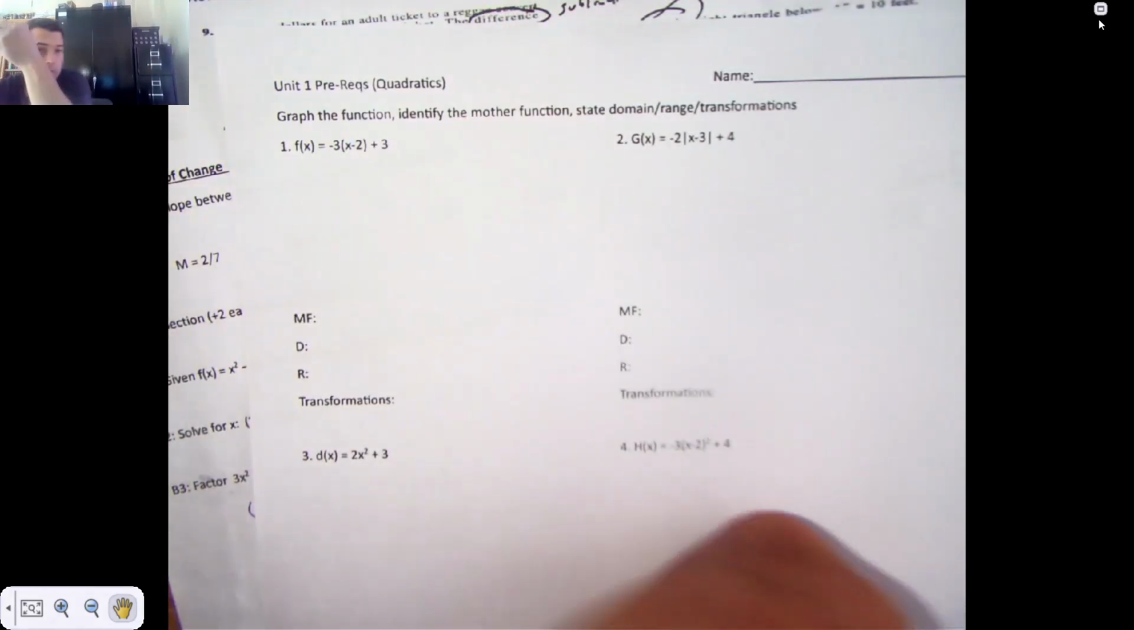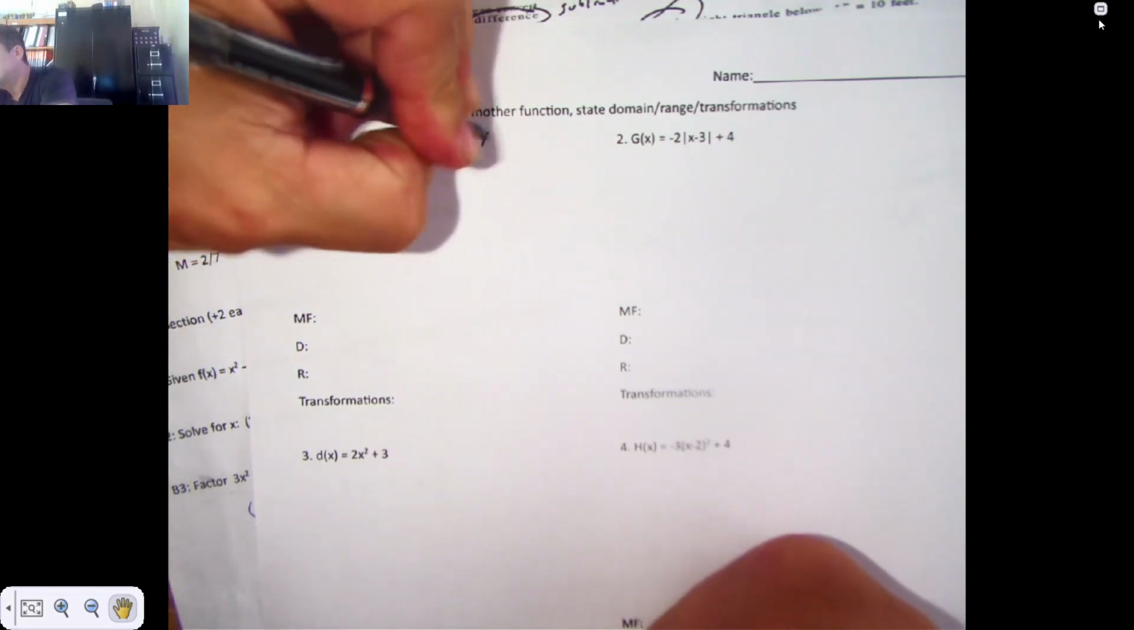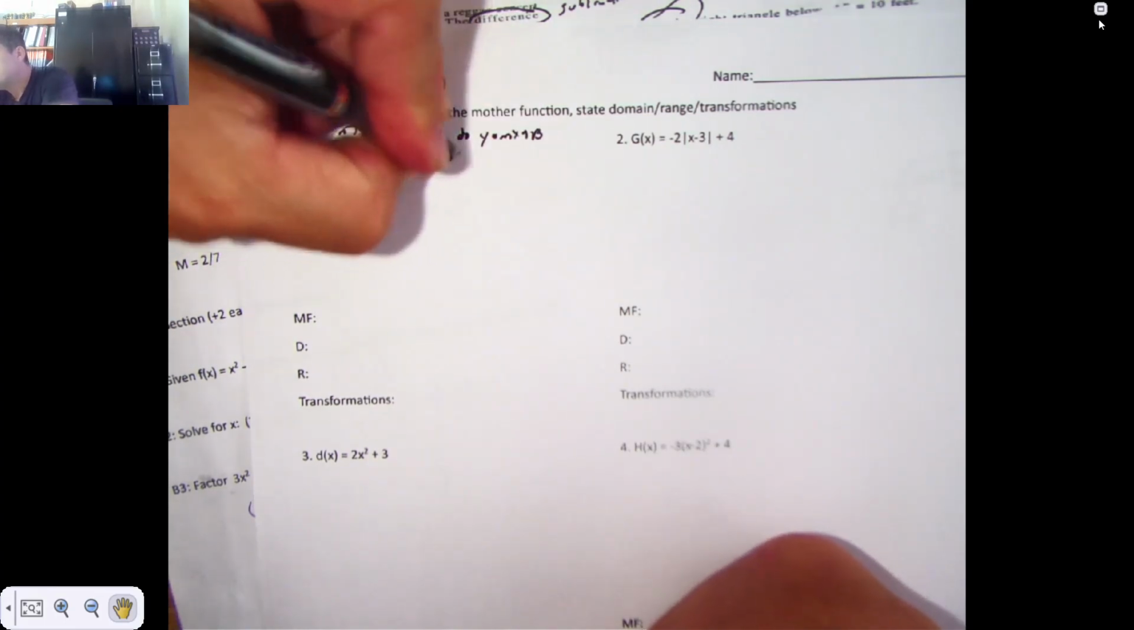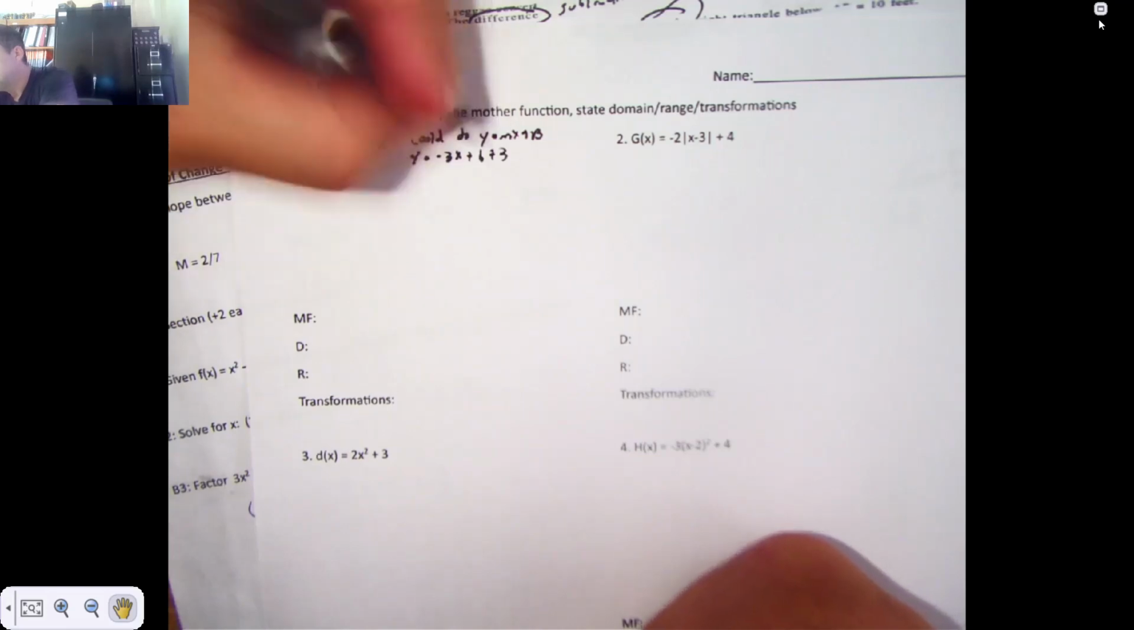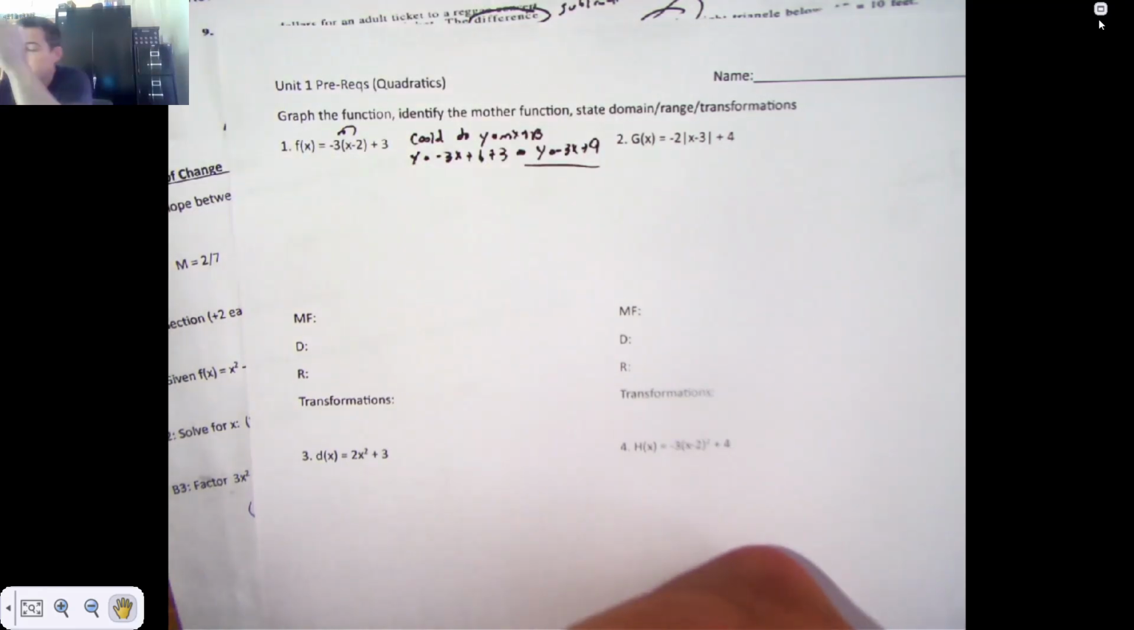You could put it into y equals mx plus b form. And I'll go ahead and do it just so you can see it. That'd be y equals negative 3x plus 6 plus 3, which is y equals negative 3x plus 9. You can do that. It doesn't take long. It's easy. Or you could also use transformations.